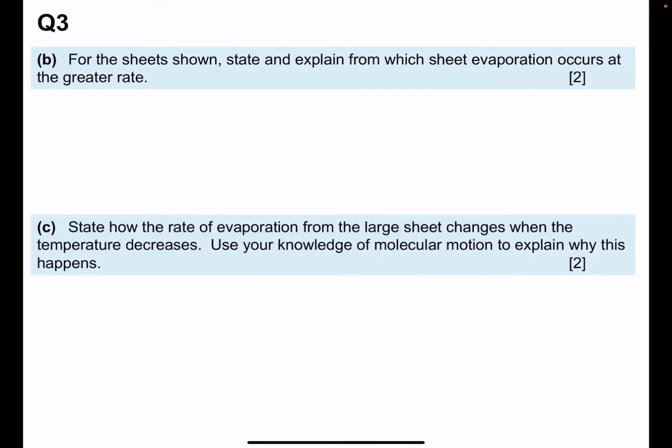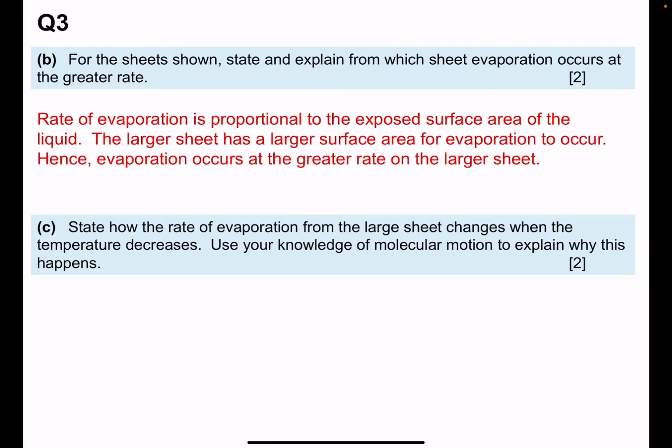For the sheets shown, state and explain from which sheet evaporation occurs at the greater rate. Now, the rate of evaporation is proportional to the exposed surface area of the liquid. The larger the sheet, the larger the surface area, then evaporation will tend to occur faster. Therefore, evaporation will occur at a greater rate on the larger sheet.